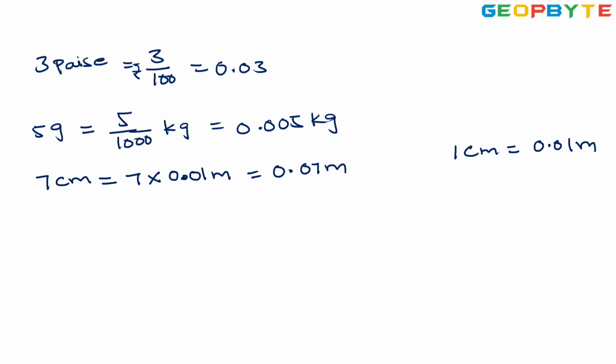So whenever you are converting money, that is paisa to rupees, we need to divide the paisa by 100. Why? Because 1 rupee is equal to 100 paisa. Similarly, 1 kg is equal to 1000 grams, so whenever you are converting from a lower unit, from grams to kg, we need to divide by 1000. Then, when converting centimeters to meters, centimeters is the lowest and meters is the highest, so we need to multiply by 0.01. Why? Because 1 centimeter is equal to 0.01 meters.